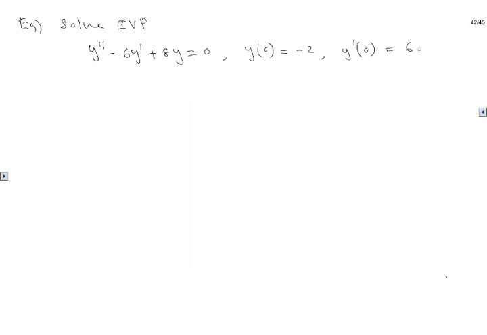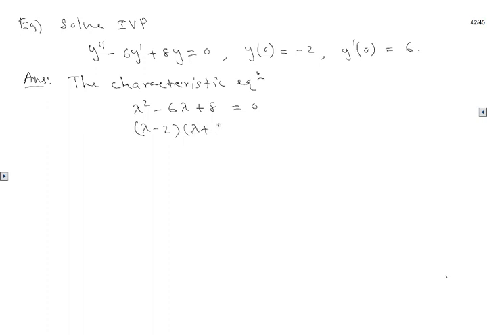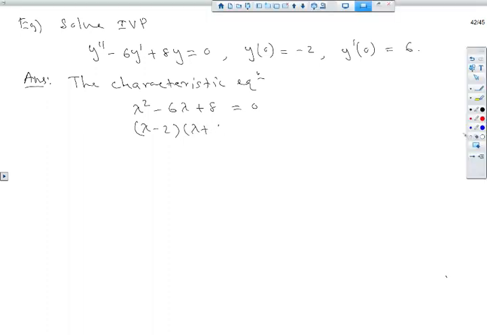If you get a problem like that, the first thing we do is write the characteristic equation. That's easy to write. You replace the derivatives by lambda powers, right? So the characteristic equation is simply lambda squared minus 6 lambda plus 8 equals 0. We can factor this easily instead of using the quadratic formula. So it is lambda minus 2 and lambda minus 4.